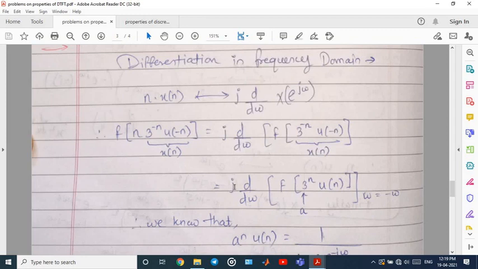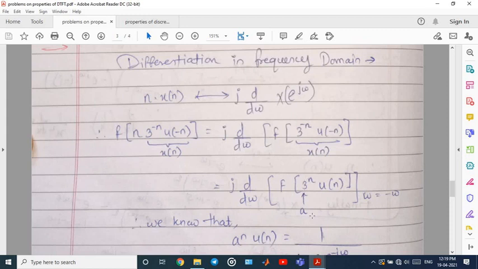So just write down j as it is. After putting minus n to plus n, we will get 3 to the power n u of n. By looking at this term, we can imagine the term a to the power n u of n, or alpha to the power n u of n.